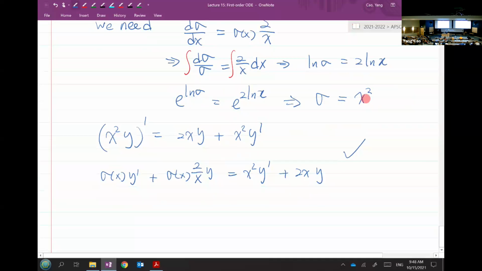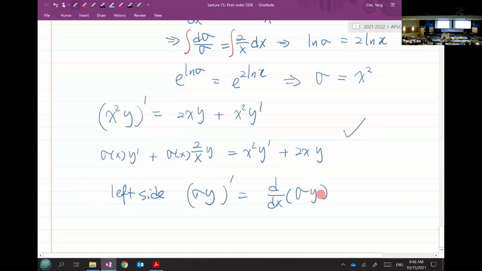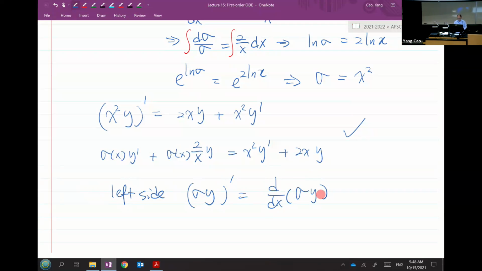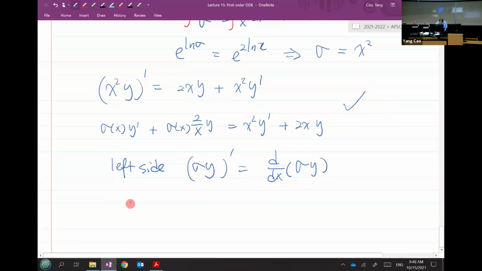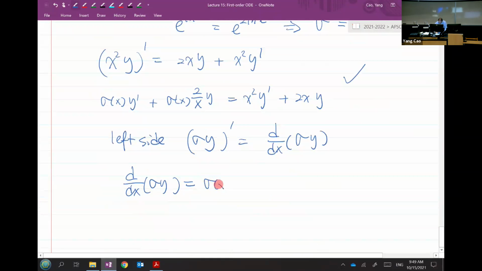All right, so once you get the sigma, remember this is the first step, the next step is to solve for y. Because your left side is sigma y prime, I'll just write it as d over dx of sigma times y. Now I'm confident my left side is written as d over dx of sigma y. So what does this left side equal to? You go back to your original equation. This is your right side here.